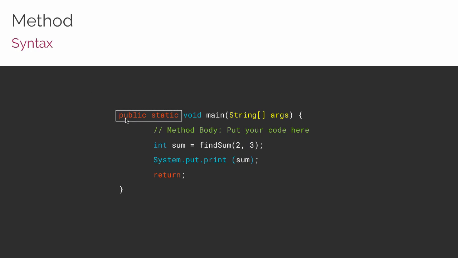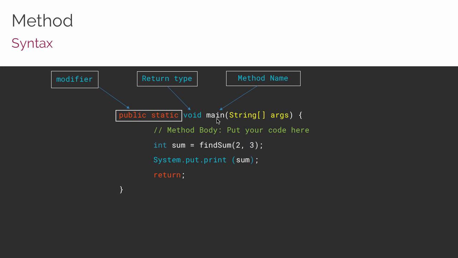This public static is known as the modifier. This void is basically the return type, and this main is actually the method name. And here we have the formal parameters or the formal arguments. So we can call the formal parameters as formal arguments as well. And now within this method we have to write our code that is known as the method body.